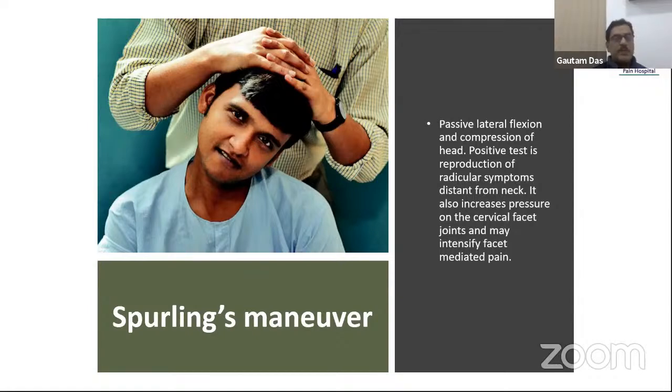So what is the mechanism of the pain? By laterally flexing, you are putting pressure on the facet joint, so there might be the neck pain. But more importantly, our foramens are getting narrowed, so the inflamed nerve root will be impinged, and the radicular pain will be reproduced. So this is your Spurling's maneuver. It is one of the very commonly done special clinical tests for the radicular pain.